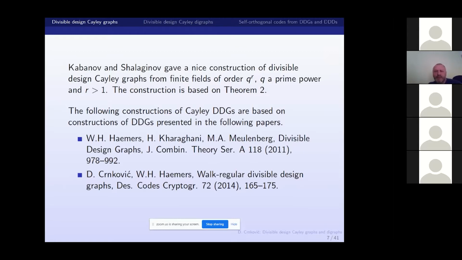I will now present some constructions of Cayley DDGs, which are based on the constructions of DDGs presented in these two papers. So first is that paper where the authors introduced divisible design graphs.